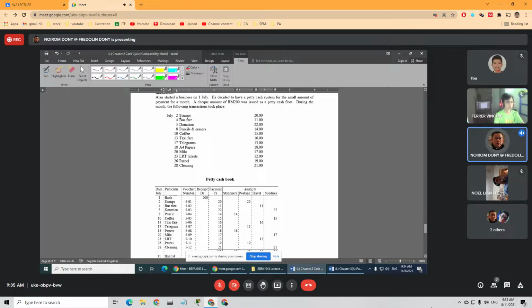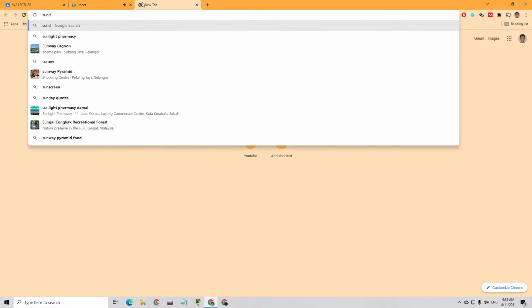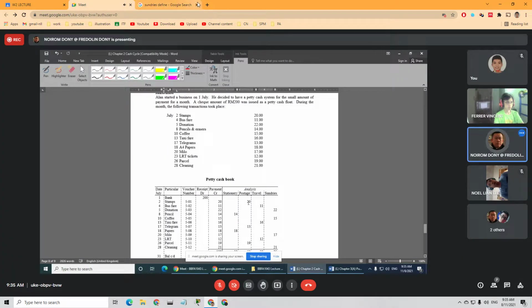Then we make payment on the stamp. First thing you record on the credit side, the payment column of 20. After that, you group these particular expenses in the appropriate group expenses. These are the normal groups that we have in a petty cash book. Normally we have stationery, postage, travel, and sundry. Stamp is related with postage, so we put into the postage column.